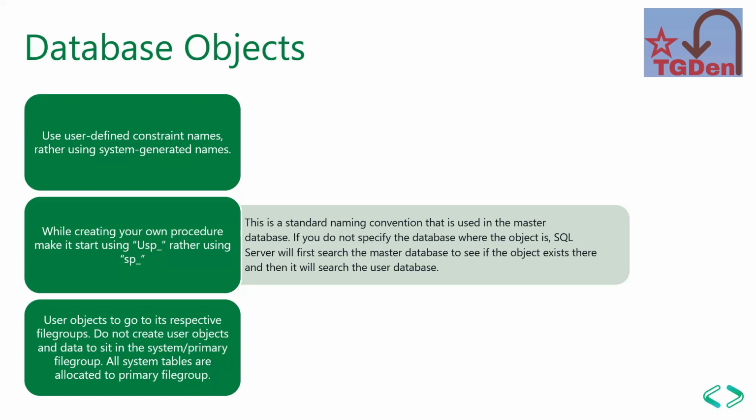And the last point in this section is that user objects should go to their respective file groups. Do not create user objects and data to sit in the system or primary file group. All system tables are allocated in the primary file group, which is important, because if you create user tables and user indexes in the primary file group, it is less secure, because anybody can use that. Instead, you can protect them using a specific file group, so that they are hidden from outsiders, because they don't know which table might be sitting in which file group. It's you who knows, but other users do not. That way you are creating more security across your database objects.